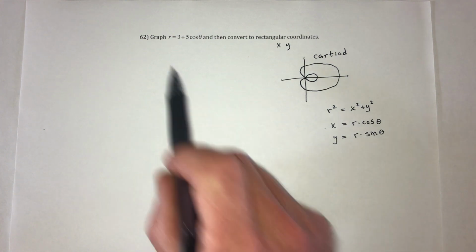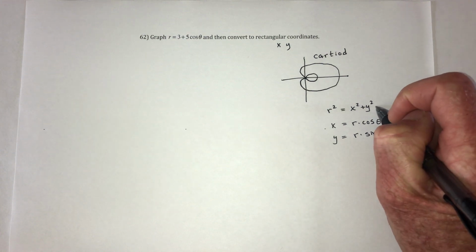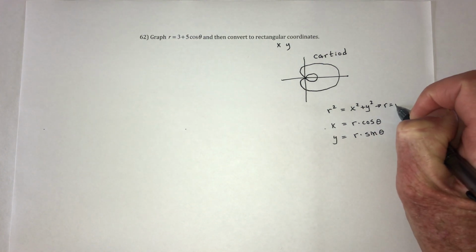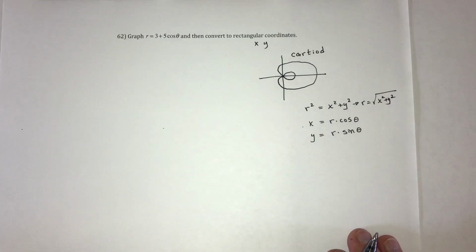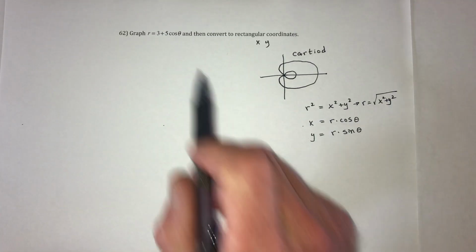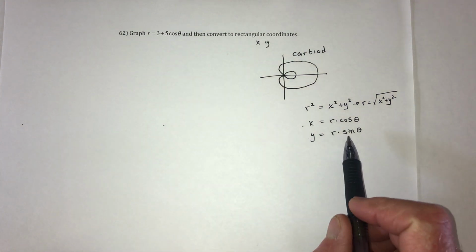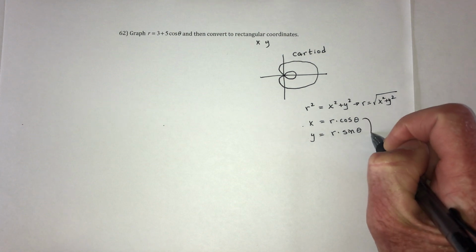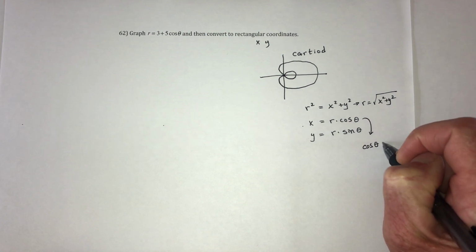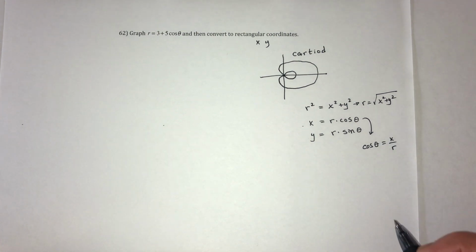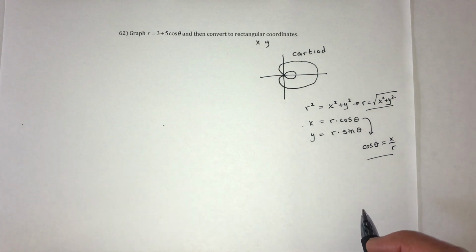So let's see. This has r, so all I need to do is take the square root of both sides. So in other words, r is equal to the square root of x squared plus y squared. And this one doesn't have r, so I could just right here solve for cosine. And so cosine is equal to x over r. And then substitute these two into the given function.